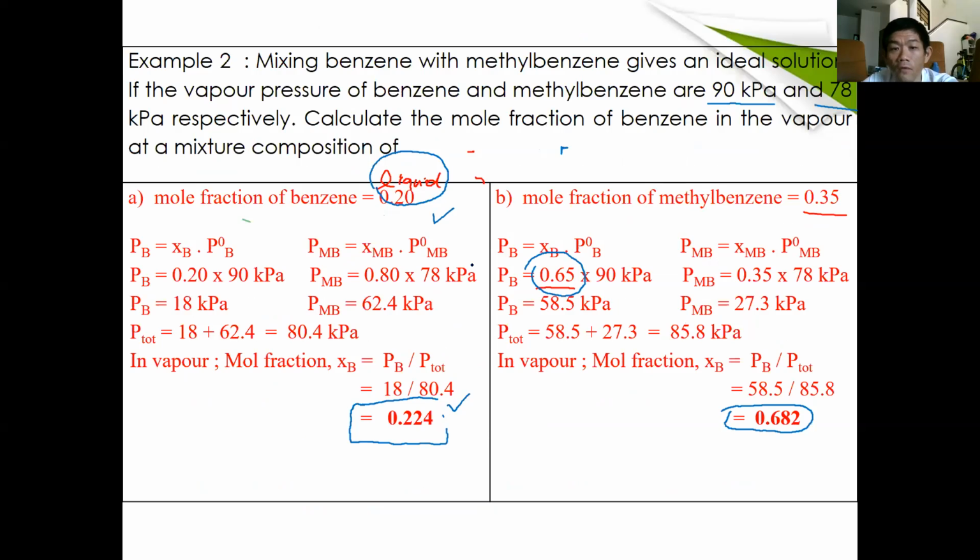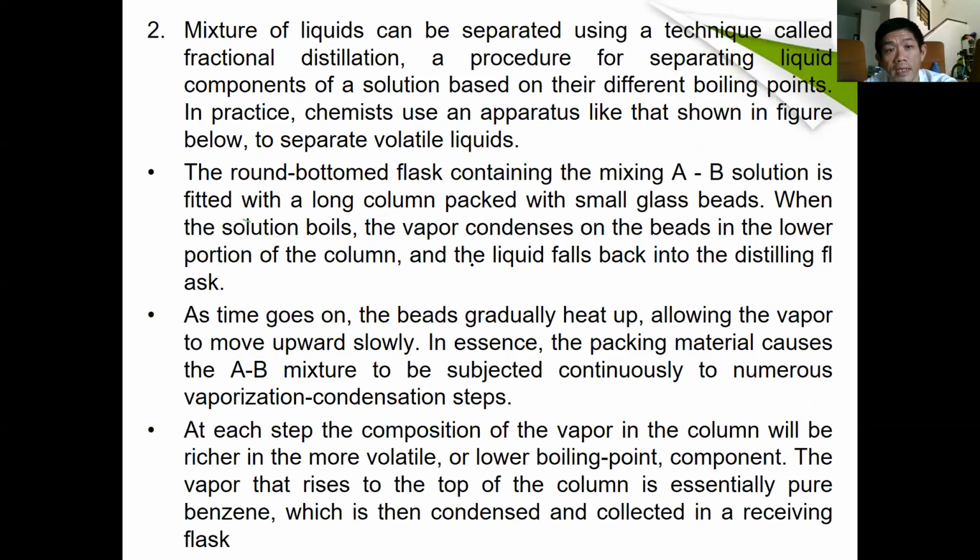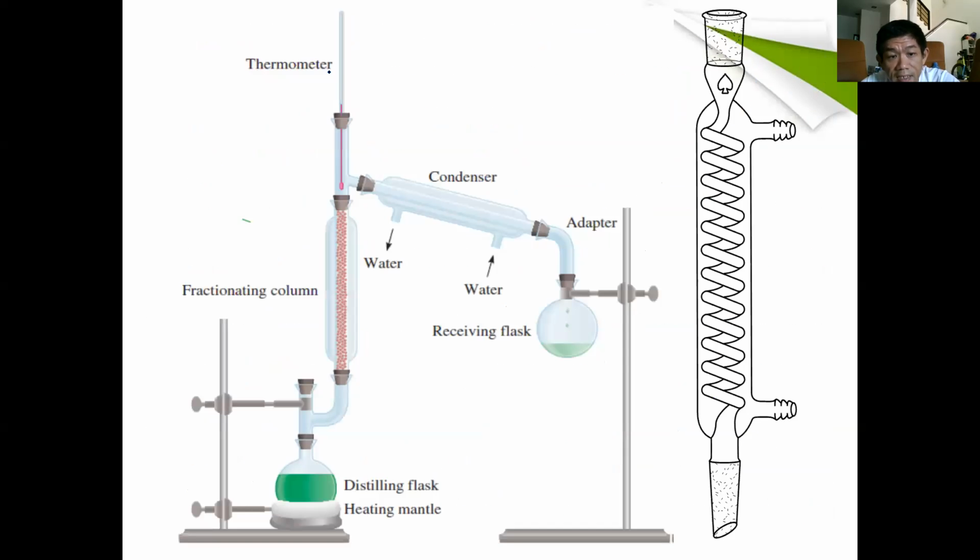Okay, so with that, that is all for ideal solutions. We are going to continue with what we call fractional distillation. So now you have a mixture of ideal liquids. How are you going to separate them? This mixture of ideal liquids can be separated by using a technique called fractional distillation. Fractional distillation is a technique used to separate between two miscible liquids. Okay, the setup of the apparatus is shown in this diagram.